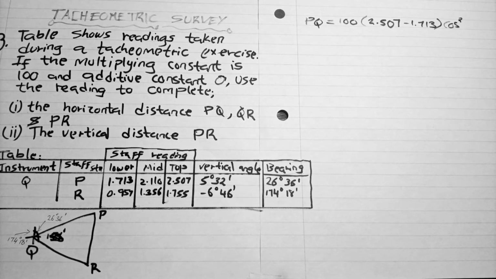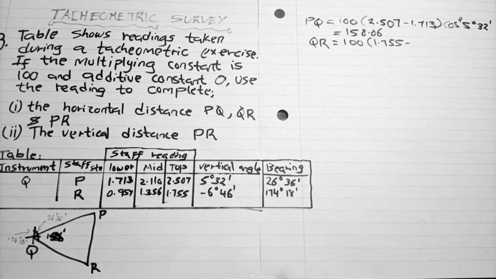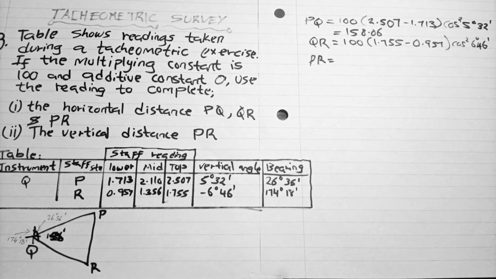By use of our formula for finding the horizontal distance for PQ, we'll have the constant 100 times S times cos squared theta, and then we'll have our answer, 158. We'll do the same for QR by multiplying 100 times S, which is the difference between the top and the lower readings, times cos squared theta, and we'll have our answer.